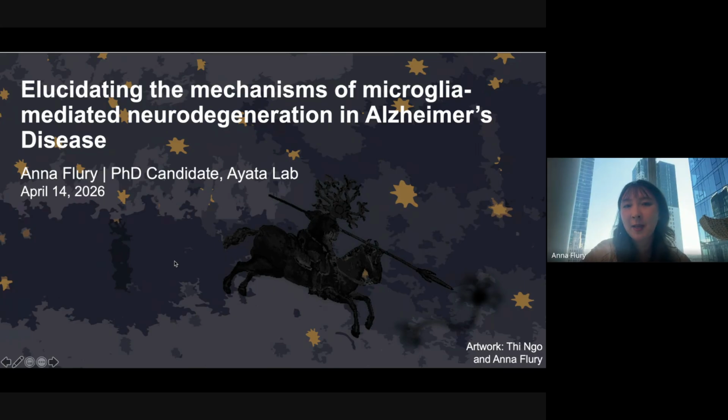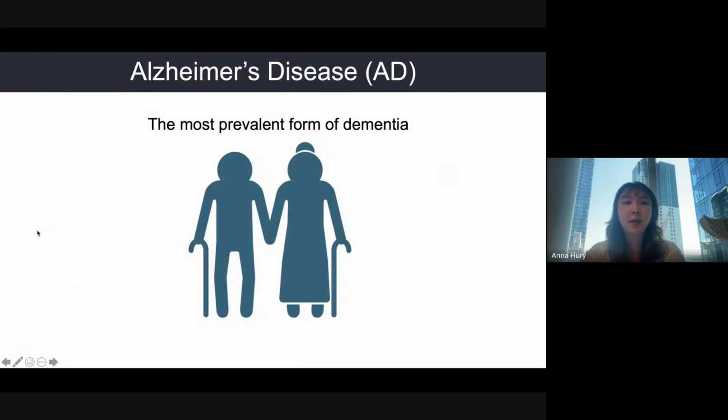Happy to be here talking about my project looking at microglia in Alzheimer's disease. I'm just going to start with a brief overview of the disease. Let me know if at any point you can't see my slides. Most of us are familiar with Alzheimer's disease. It is the most prevalent form of dementia.